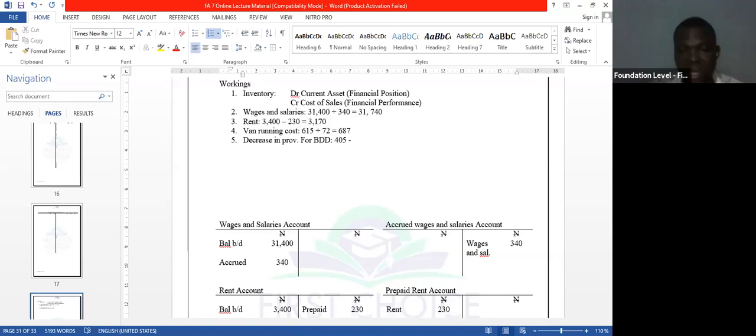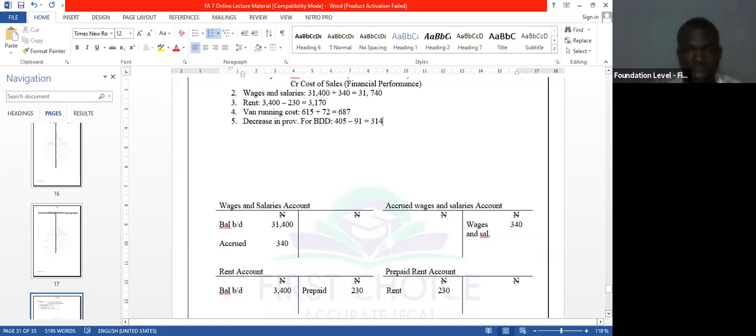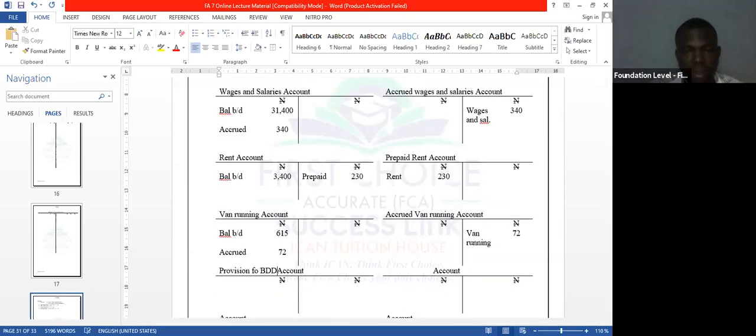Now if you want to do it on our T format, we have it here: provision for doubtful debt. Do we have bad debt written off? So we have to open our bad debt written off as well. So we have our bad debt written off.